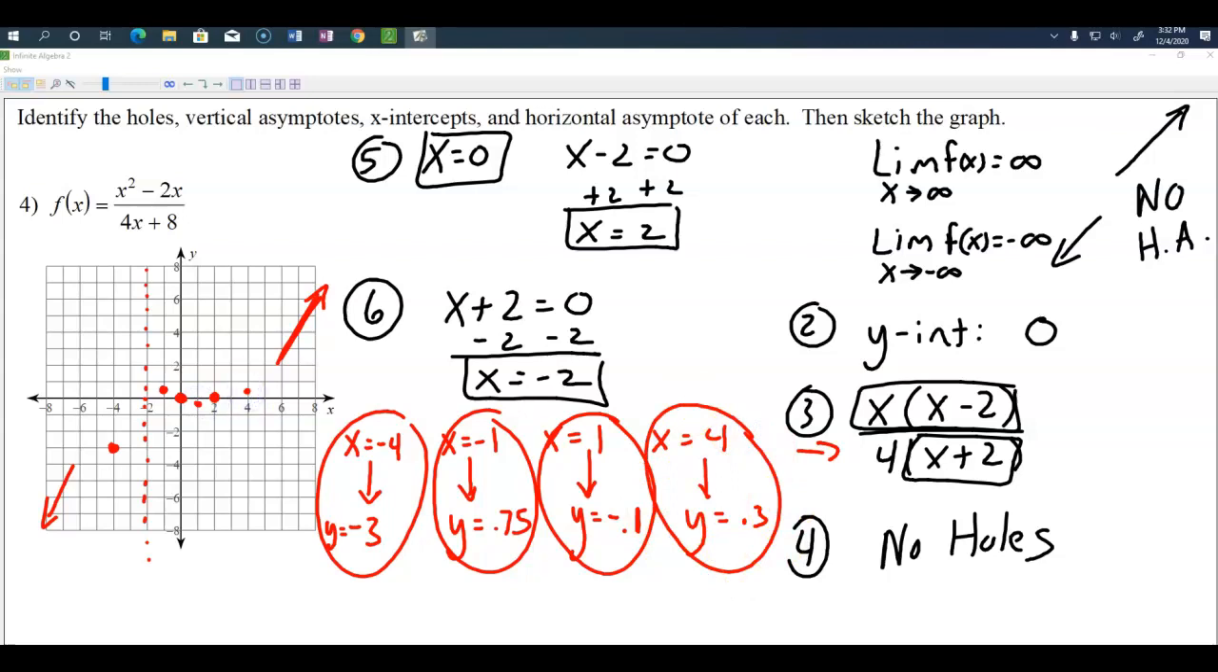And so now we've got a few more dots to go with. So it's got to come down here like that, like we said. Go like that, kind of like what we said. And there's our graph.